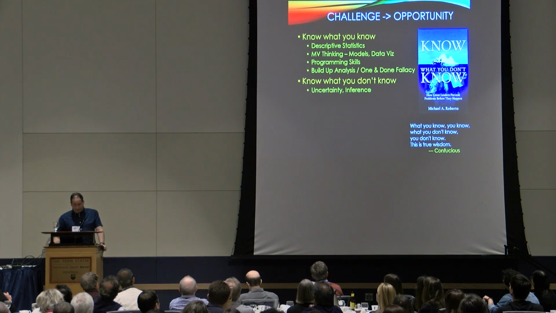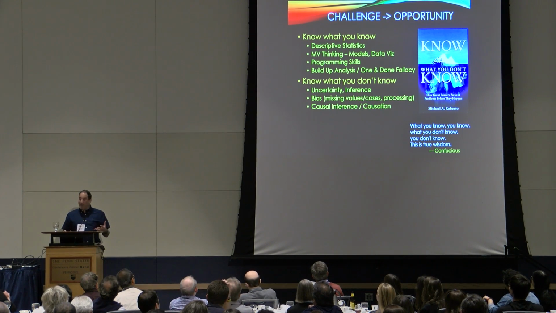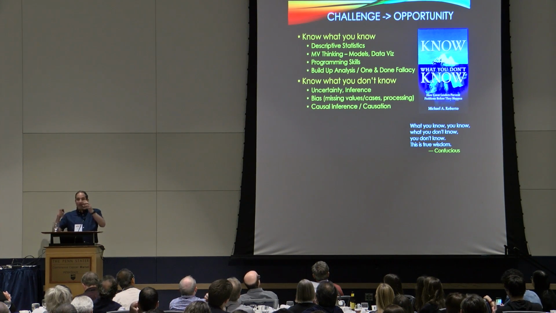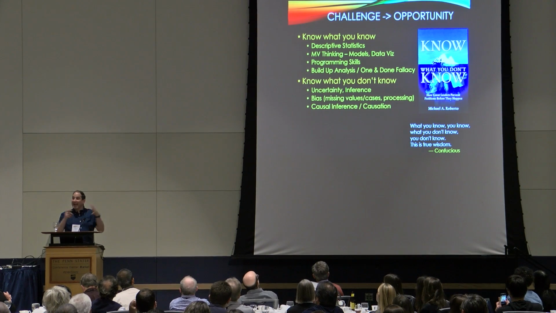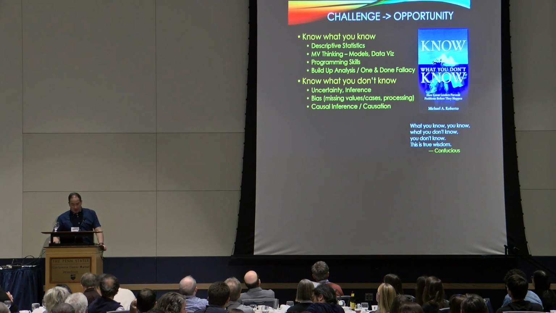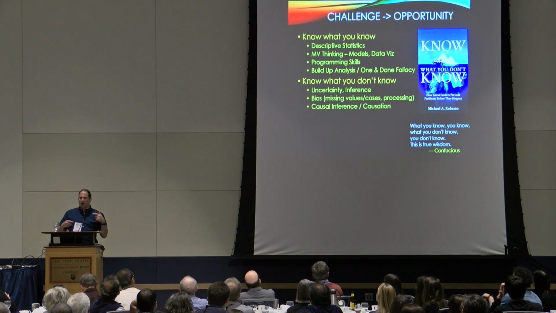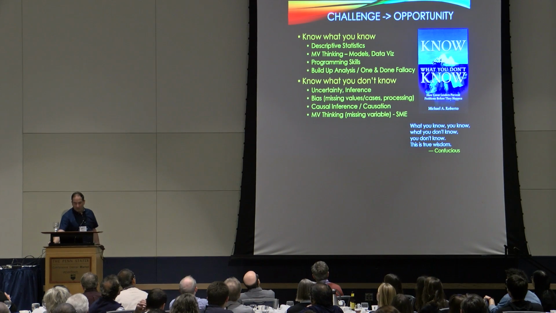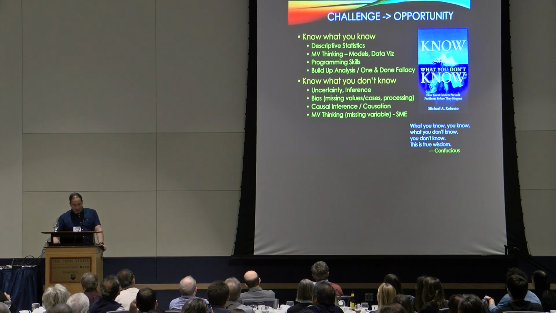Know what you don't know. We do a good job with uncertainty and inference. We need to do a better job in our intro courses about understanding bias. So not just missing variables, confounders, missing cases, the entire person's not there, sampling bias maybe, missing values, why did a person not respond? We need to be thinking about all of those. The computer scientists liked this when I said it's also about how you process the data. The choices you make in processing can introduce bias as well. And then causal inference and causation. Subject matter expertise, that's the other one we should leave up to the subject matter experts as well.